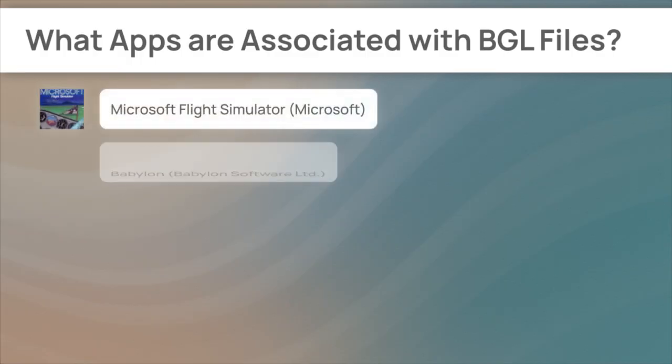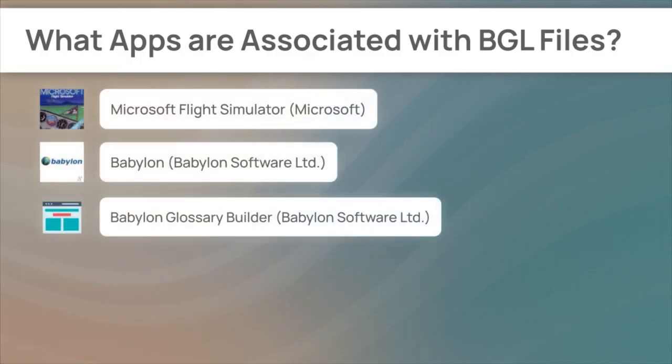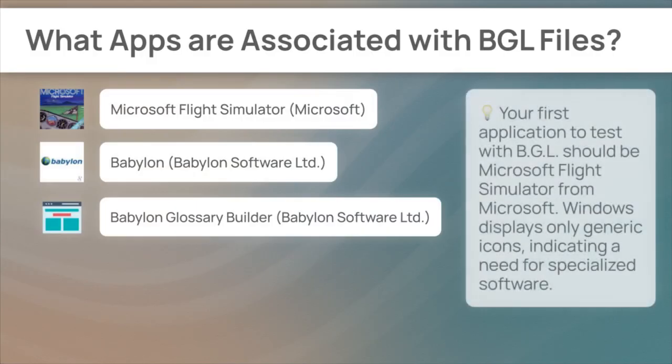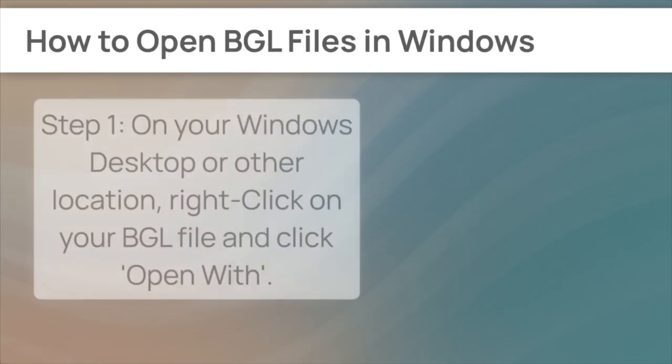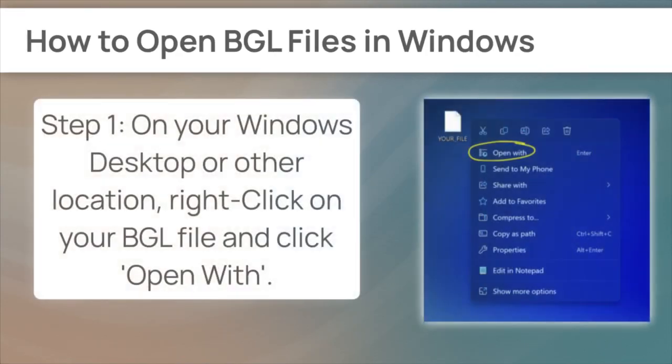There's a direct software link between BGL and Microsoft Flight Simulator by Microsoft. Viewing this file correctly requires specialized software that ignores the Windows association data. Windows cannot visualize topology or geodata, so GIS software must handle these files. We are checking the software list for a guaranteed opener.